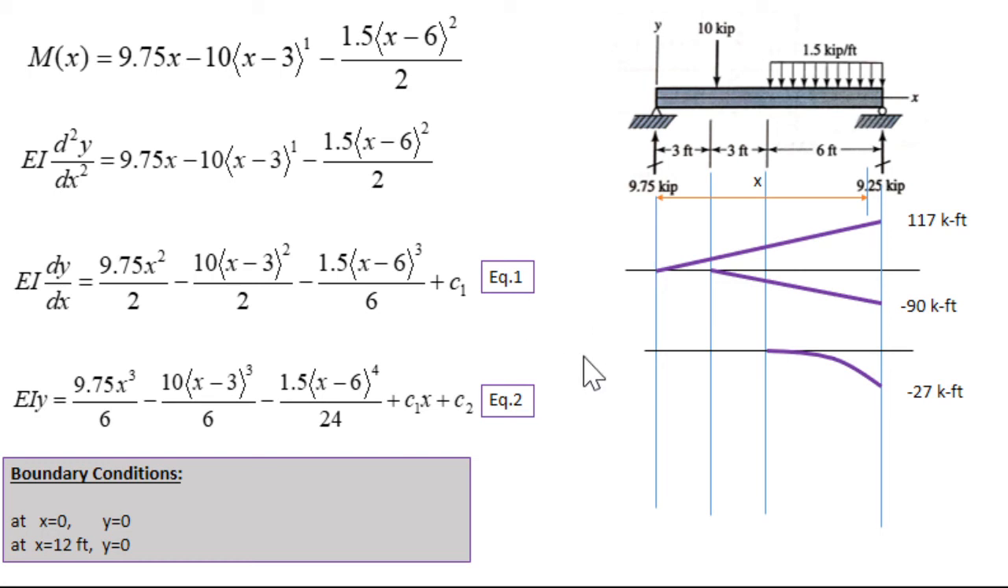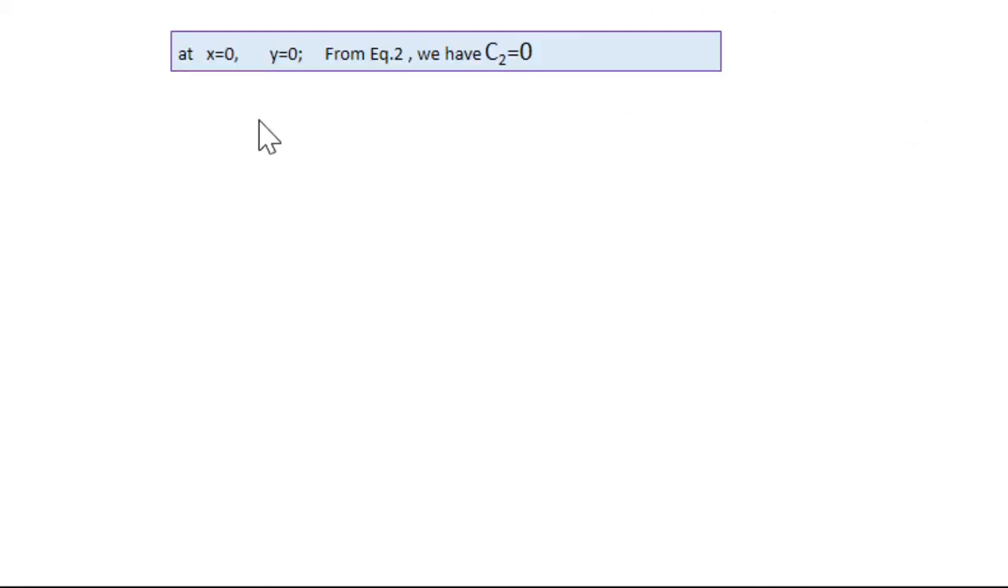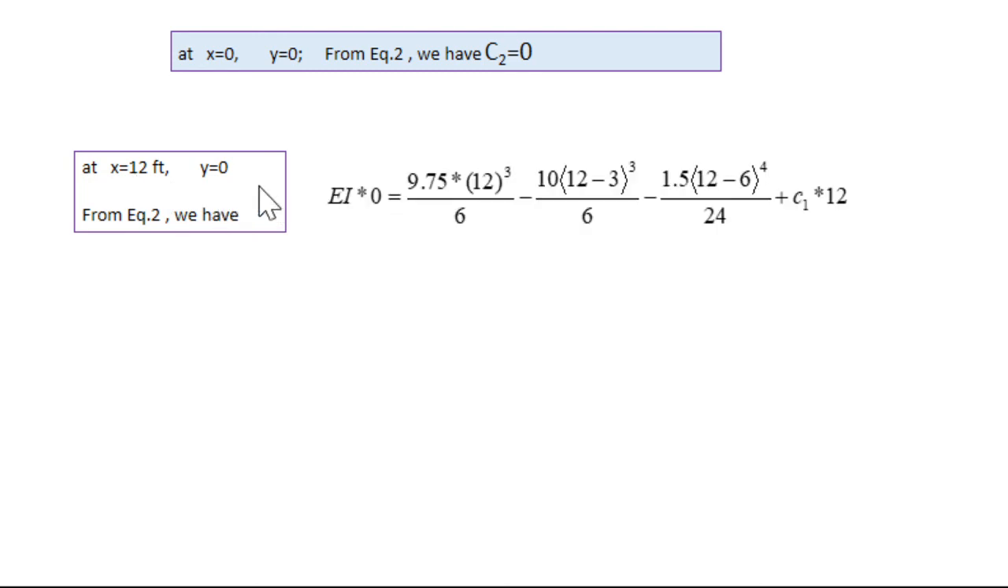So if we apply these boundary conditions one by one, you can see at x equals 0, y equals 0. From equation 2, we will get C2 equals 0. That means the constant of integration C2 equals 0. At x equals 12, y equals 0. From equation 2, if you put y equals 0 and x equals 12, you can find C1, and you will get C1 equals minus 126 feet square. Please note the unit here.